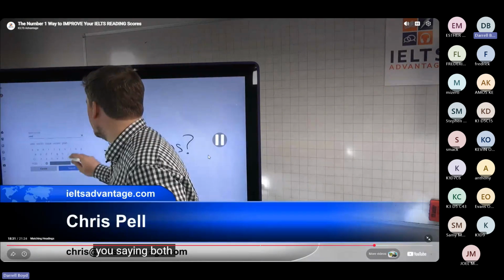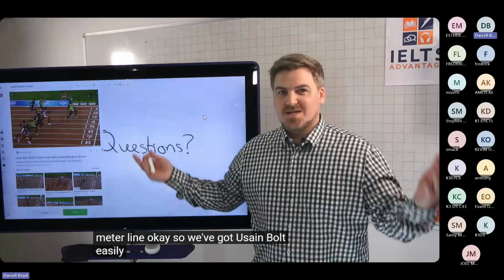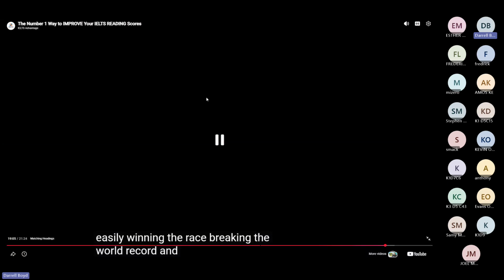Usain Bolt, the fastest man in the world. I don't know if he's still the fastest man, but he was anyway, and he's pretty fast. Okay, let's look at some of these images for Usain Bolt finishing on the 100-meter line. Okay, so we've got Usain Bolt easily winning the race, breaking the world record, and then you have all of these guys behind him finishing second, third, fourth, fifth.